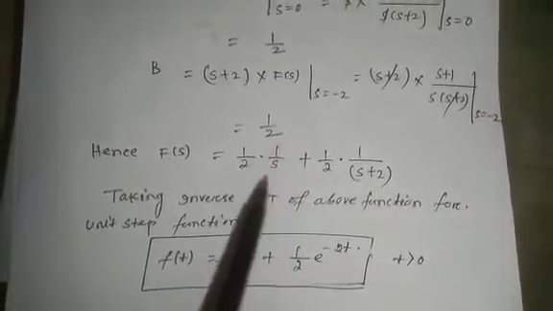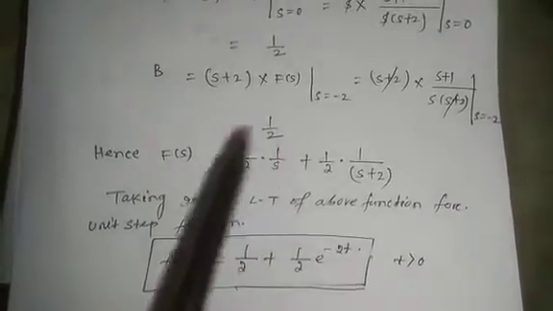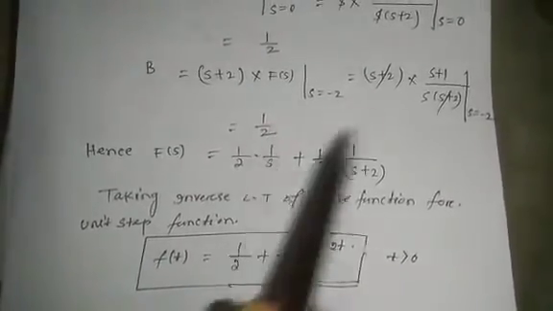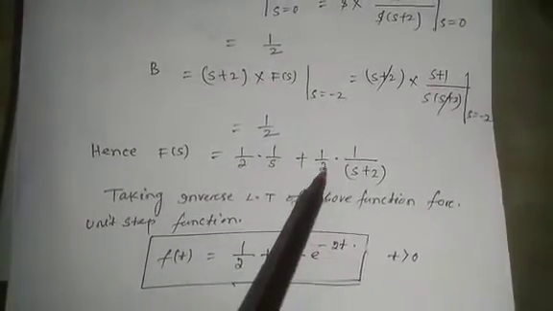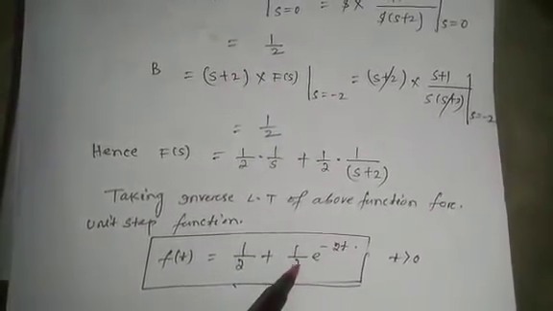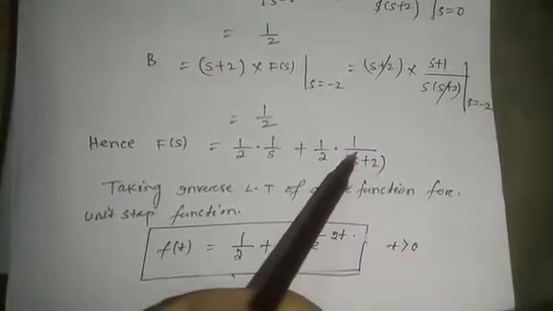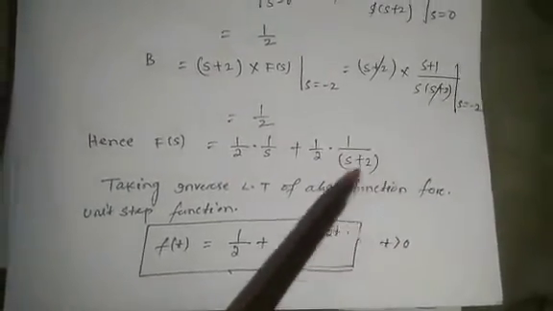you see, what is the Laplace inverse of 1 by s? 1. Because the Laplace of 1 is 1 by s, the inverse of 1 by s is 1. 1 into half, that is your half. Again half, here the constant value. What is the Laplace inverse of 1 divided by s plus 2?